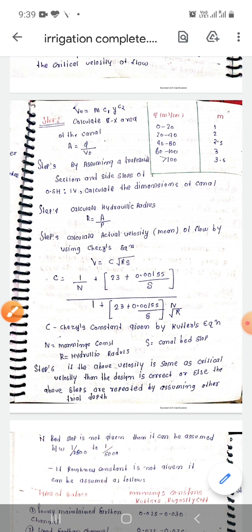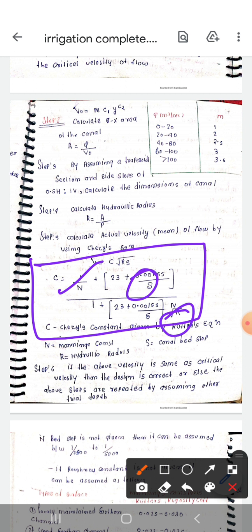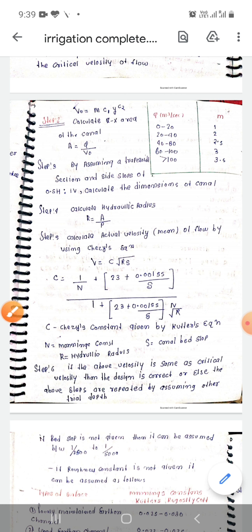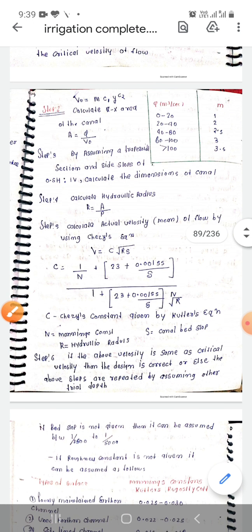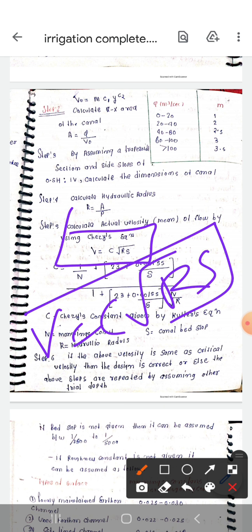Where here the formula is given, where n is the Manning's constant, S is the slope, R is the hydraulic radius, and by putting all these values, C can be found out. And when we know the value of C, the actual velocity of flow, that is V is equal to C under root RS, can be calculated.